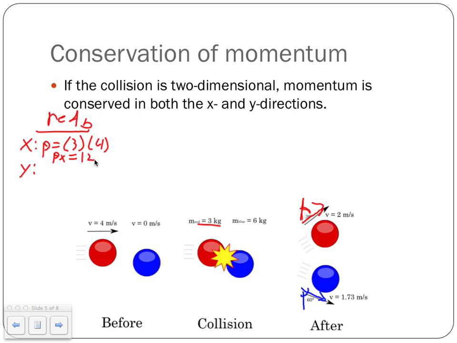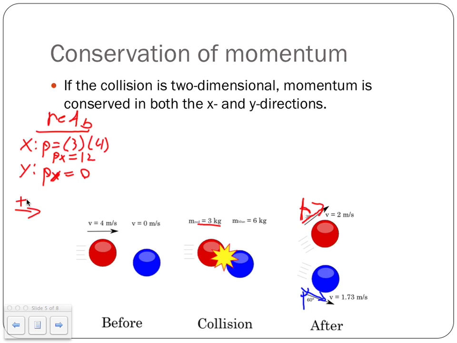In the y direction, the red sphere has 0 momentum, for the simple reason that it's not moving up or down. It has no velocity in the up or down direction. It's only moving in the positive x direction. We'll still call that direction positive to the right. And since it has no momentum in that direction, its total momentum is 0 originally in the y direction.